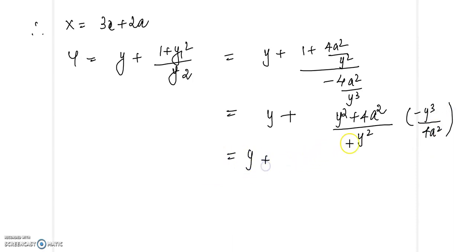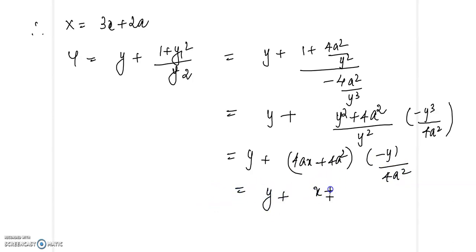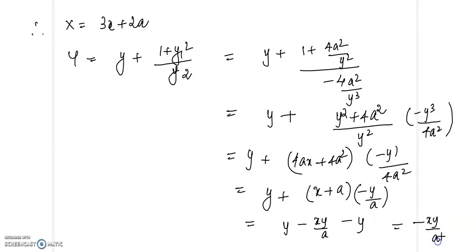So that is y plus, so we will get y square. Now y square is 4ax, so 4ax plus 4a square into minus y by 4a square. Here the 4a cancel, so we will get y plus x plus a into minus y by a. So that will be y minus xy by a minus y. So that will be equal to minus xy by a.